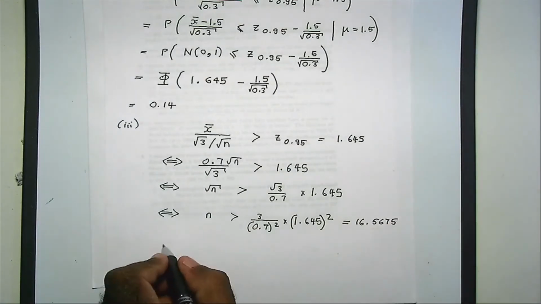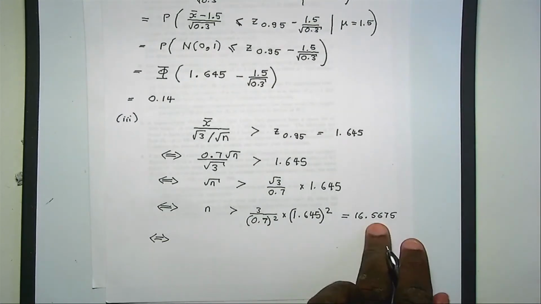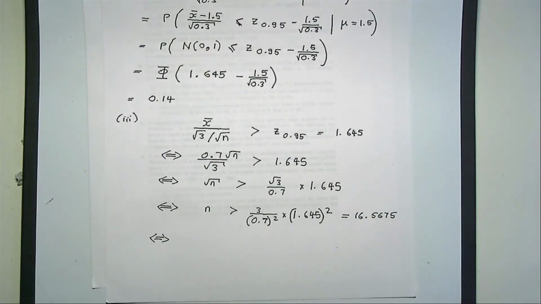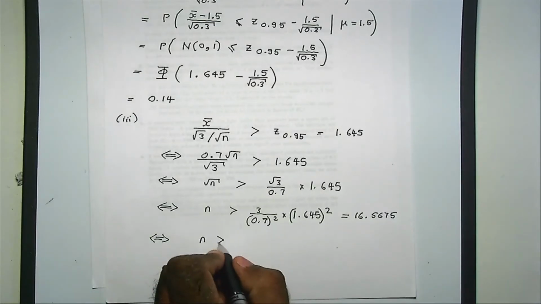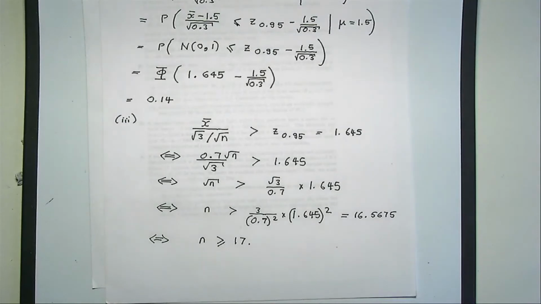The conclusion is that you cannot have a sample size like this. It needs to be a round number. So that means that n has to be greater than or equal to 17. So this completes question 2 of the tutorial sheet.